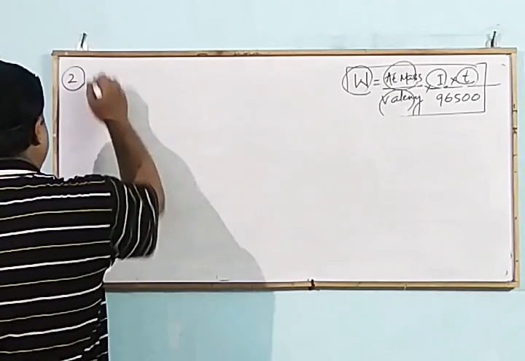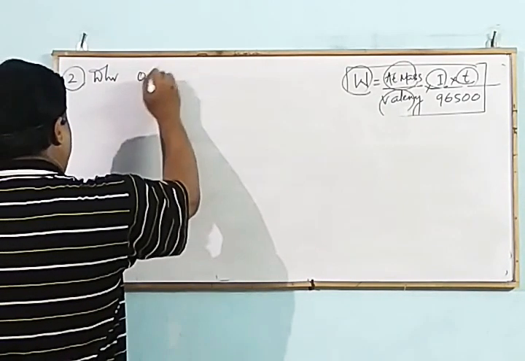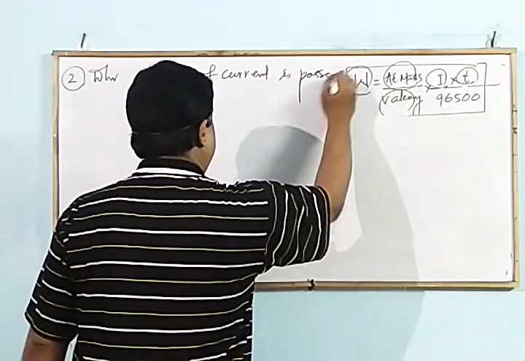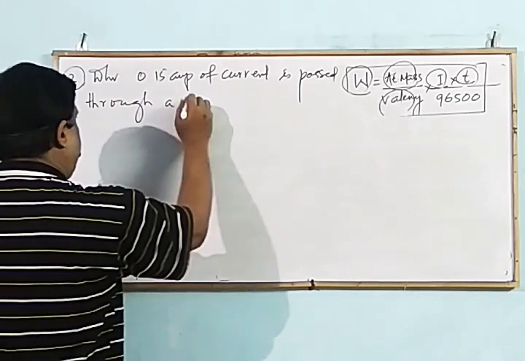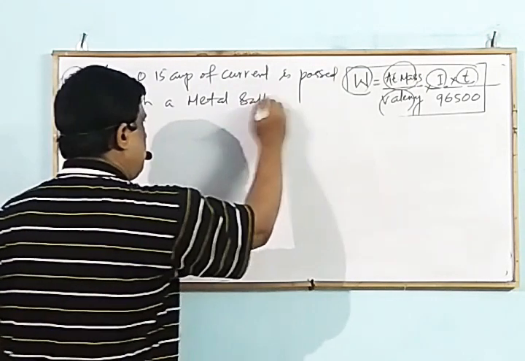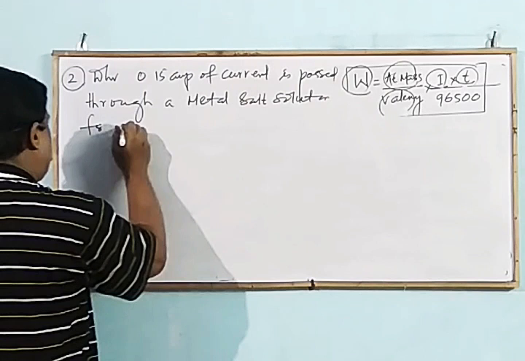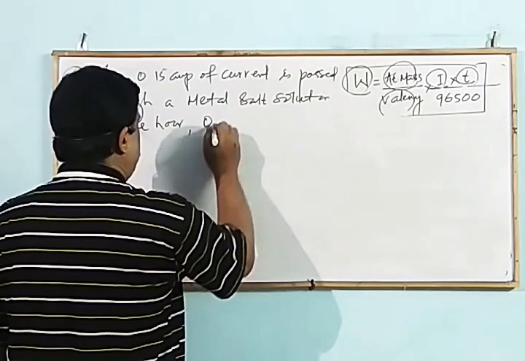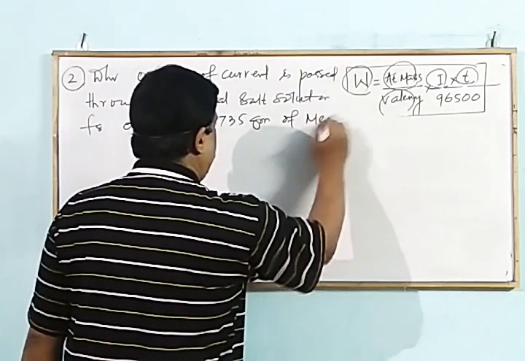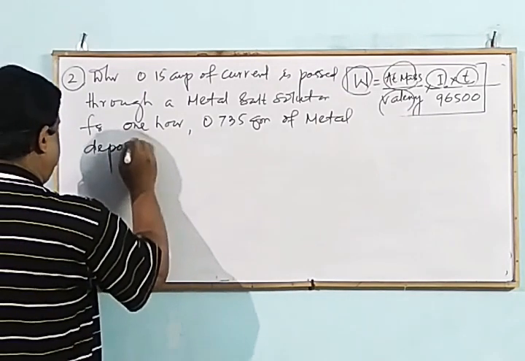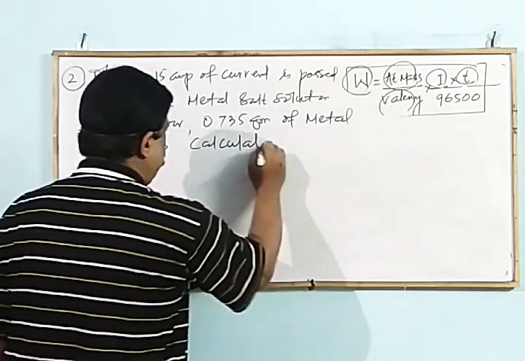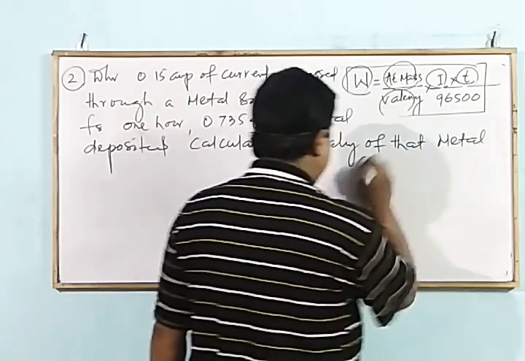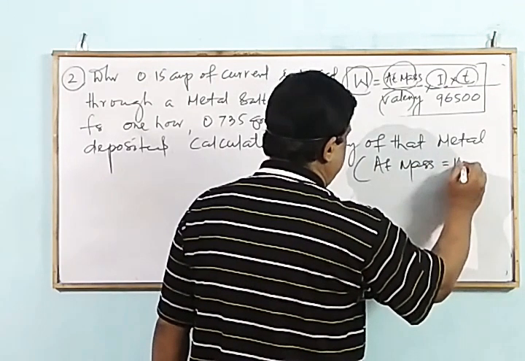Problem number 2. When 0.15 ampere of current is passed through a metal salt solution for 1 hour, 0.735 gram of metal is deposited. Calculate the valency of that metal. Data given: atomic mass of that metal is 112.